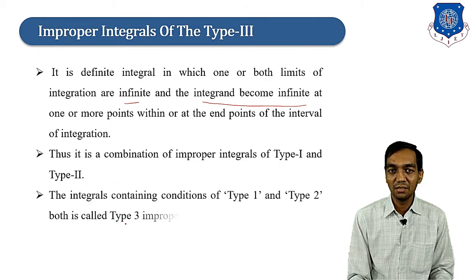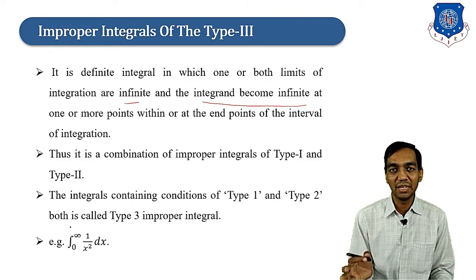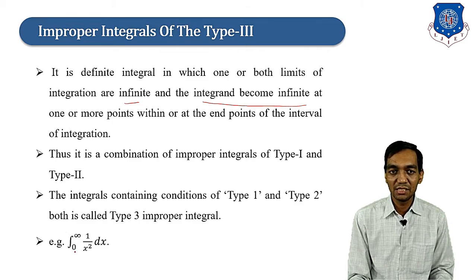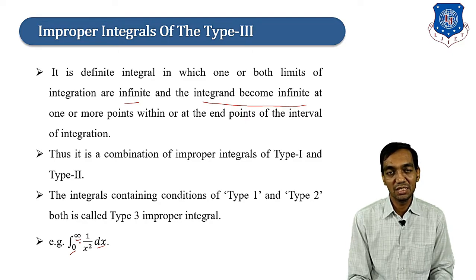Now this type of integral is going to be evaluated by separating it into the form of type 1 and type 2. For example, integration from 0 to infinity, 1 upon x square dx. Now see, here the limit is infinite, that means it is of type 1. In the same manner, your function 1 upon x square is not continuous at the point 0, correct? So it is also type 2. That means the function is discontinuous and the limit is infinite. That means this is a type 3 improper integral.